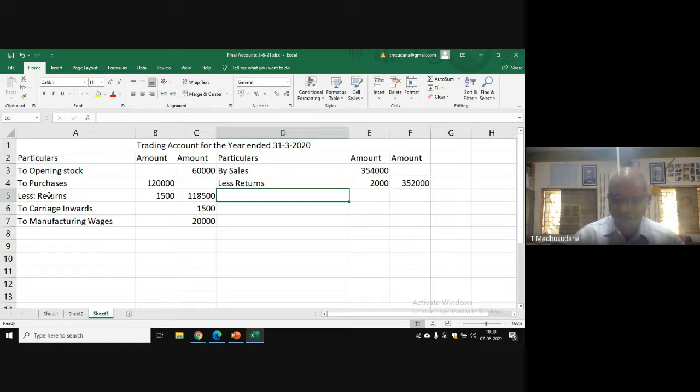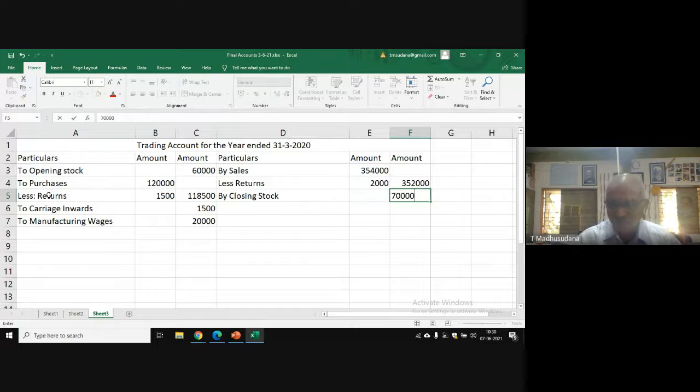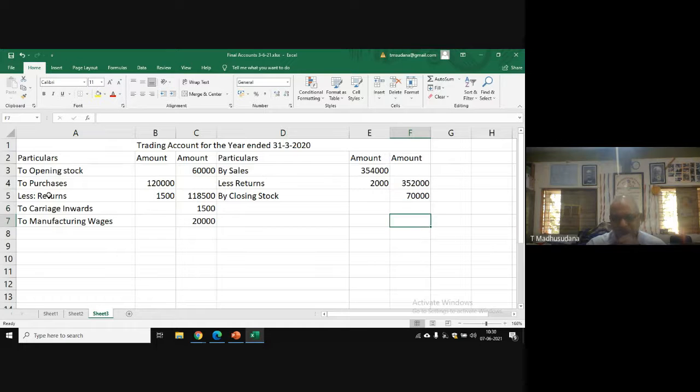Next, what is the next item? By closing stock. Closing stock is always available in the adjustments. In the adjustments, first point, closing stock 70,000. Generally, on the credit side, in the majority of cases, only sales returns and closing stock appear. These two items will appear only on the credit side. Now you balance it.